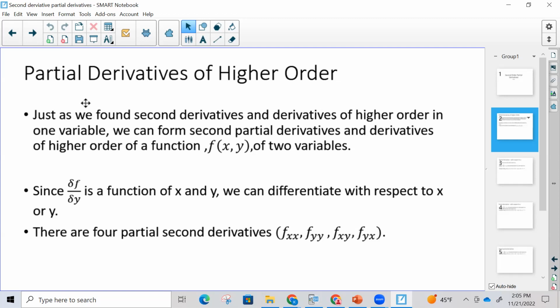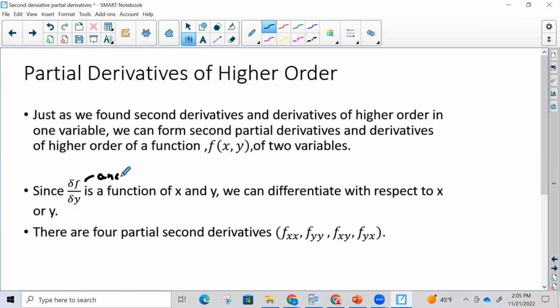Now, when we think about this, since the partial with respect to x and the partial with respect to y are both functions of x and y, we can differentiate each of these with respect to x or with respect to y. And so as a result, there are four partial second derivatives.